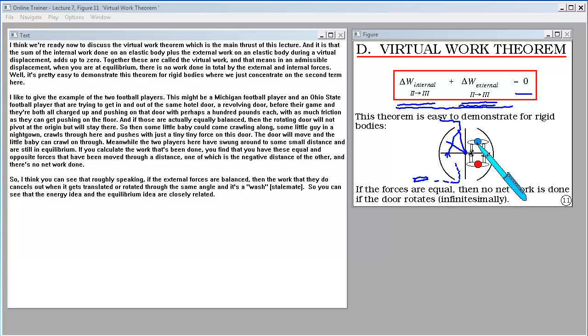Meanwhile, the two players here have swung around to some small distance and are still in equilibrium. If you calculate the work that's done, you find that you have these equal and opposite forces that have been moved through a distance, one of which is a negative distance of the other, and there's no net work done. So I think you can see that, roughly speaking, if the external forces are balanced, then the work they do cancels out when they're just translated or rotated through the same angle, and it's a wash. So you can see that the energy idea and the equilibrium idea are closely related.